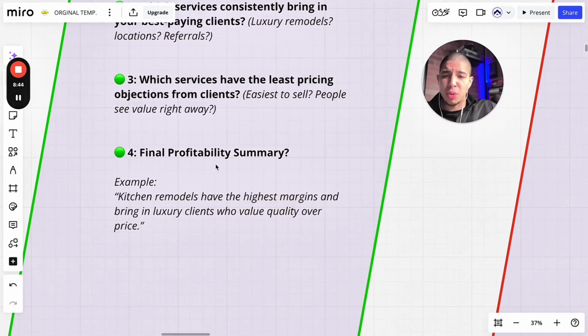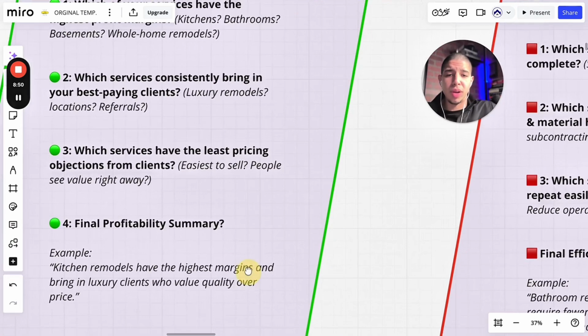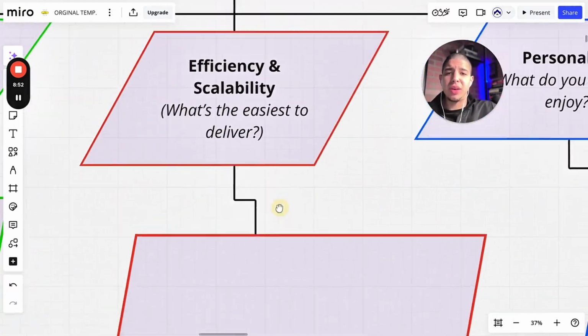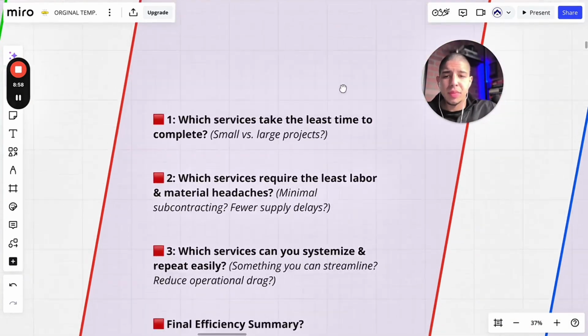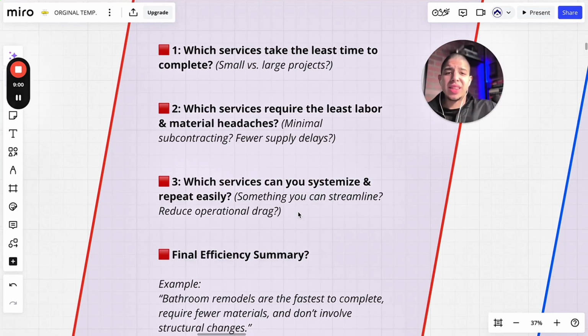Number 4, final profitability summary. Example, kitchen remodels have the highest margins and bring in luxury clients who value quality over price. Very reasonable. Second thing within this, efficiency and scalability. What's the easiest way to deliver? The first thing, which services take the least amount of time to complete?